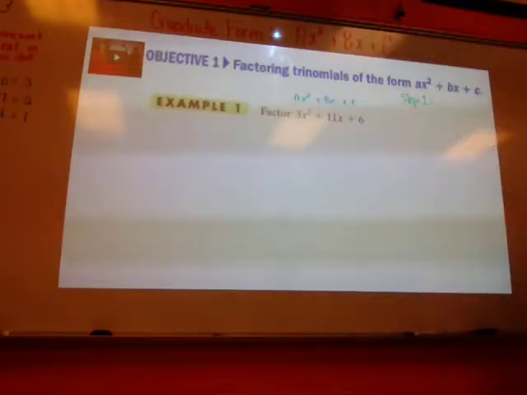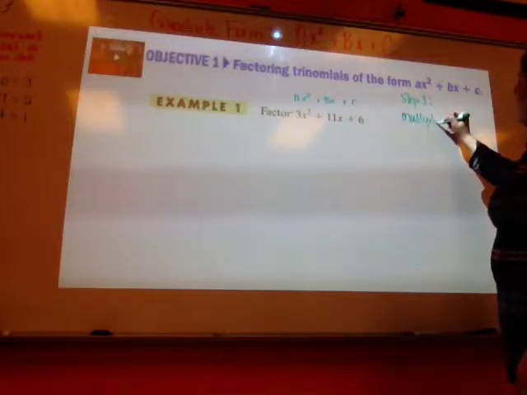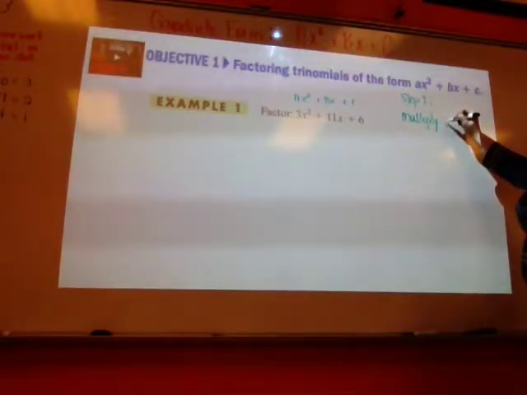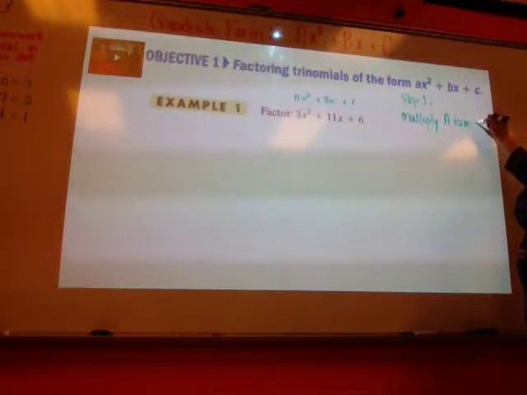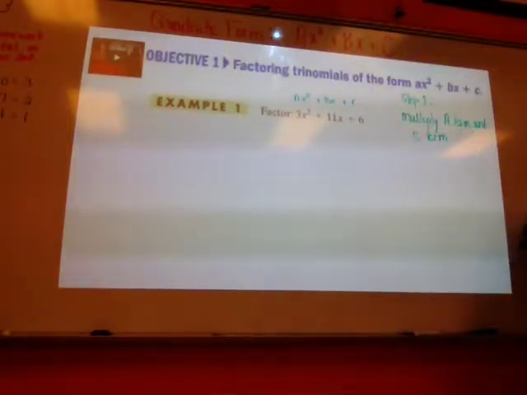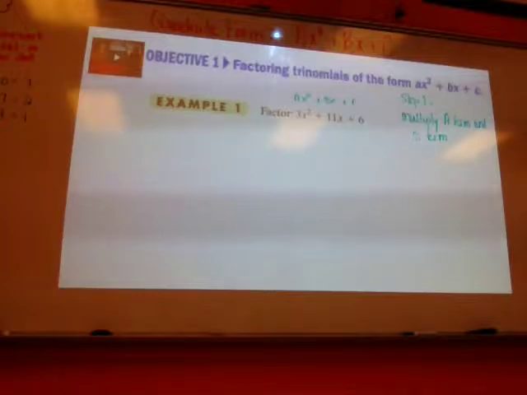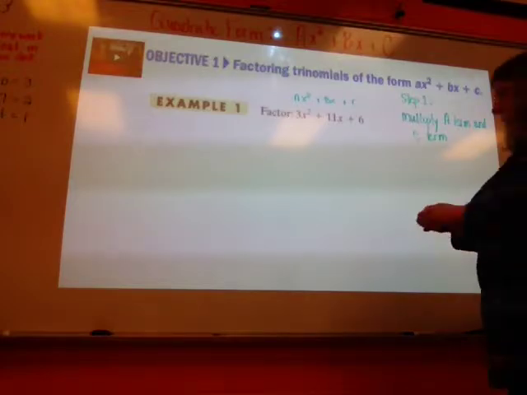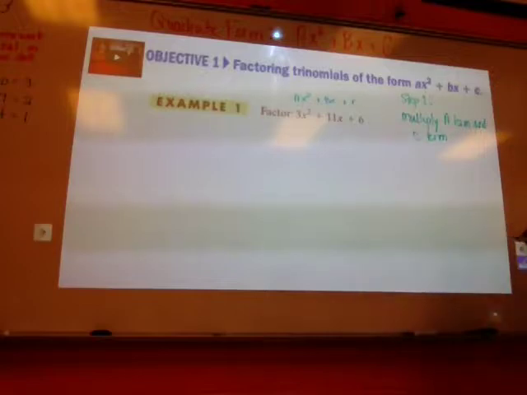Okay, so step one: multiply the a term and the c term. Okay, we're going to multiply the a term and the c term. All right, you ready? So here we go. Now I'm going to color code it for you because color coding works very well for me.